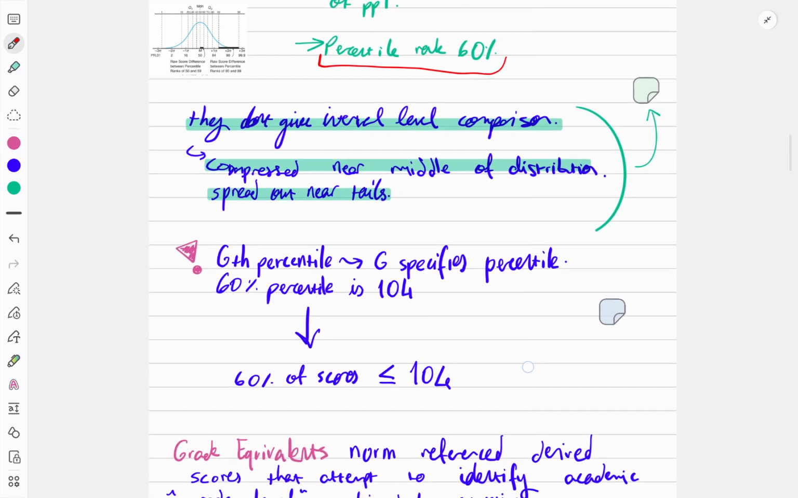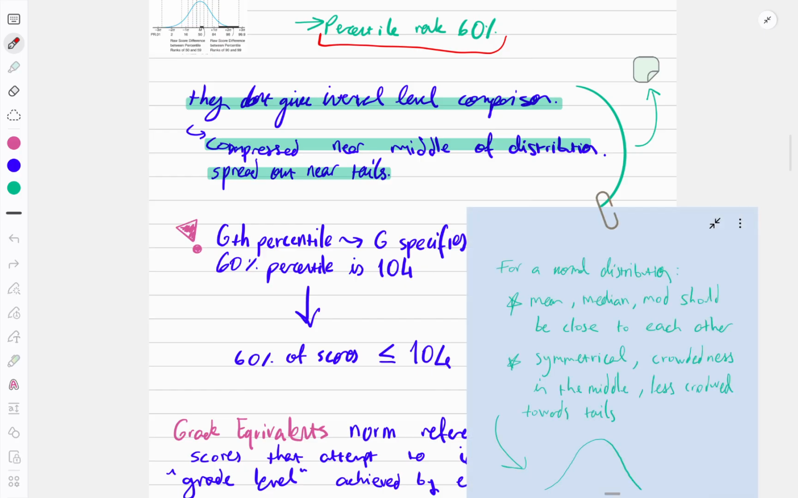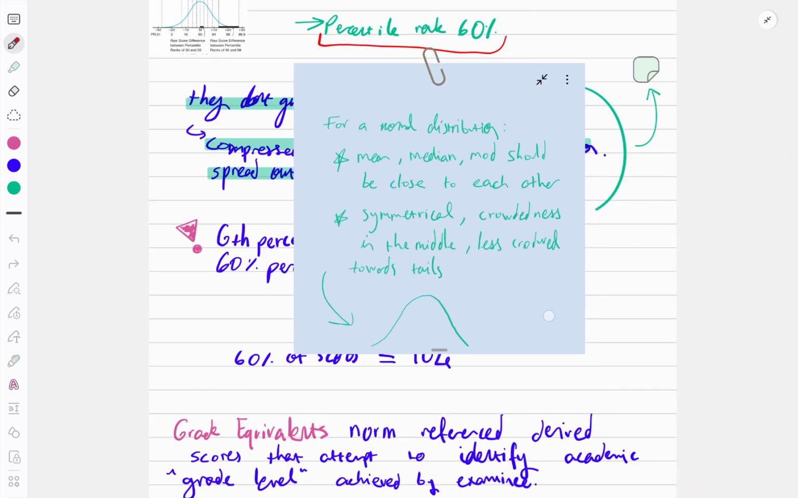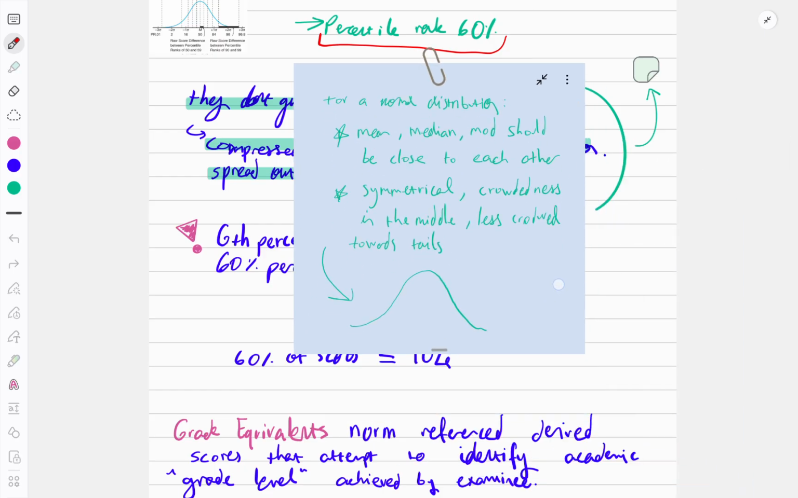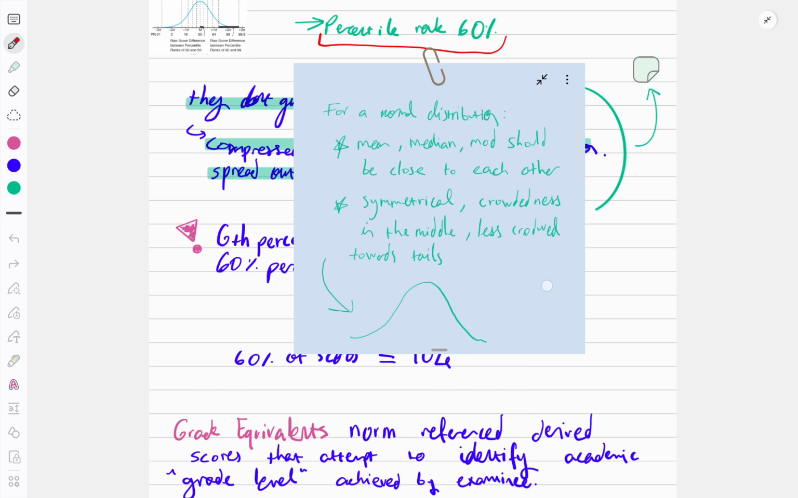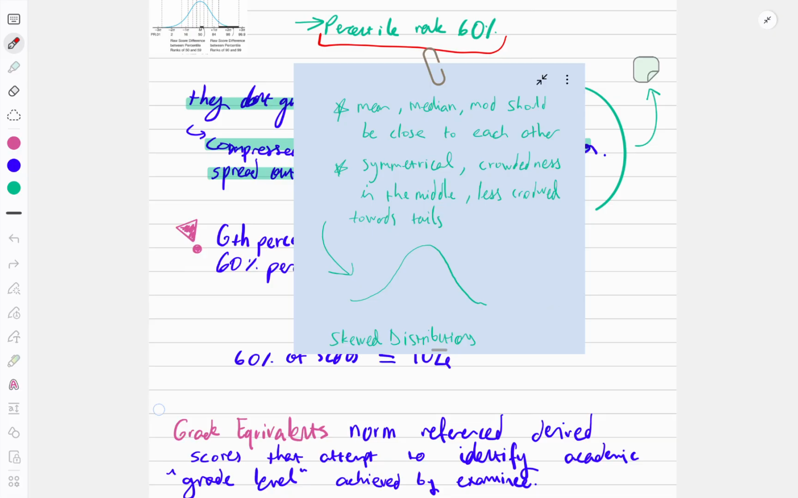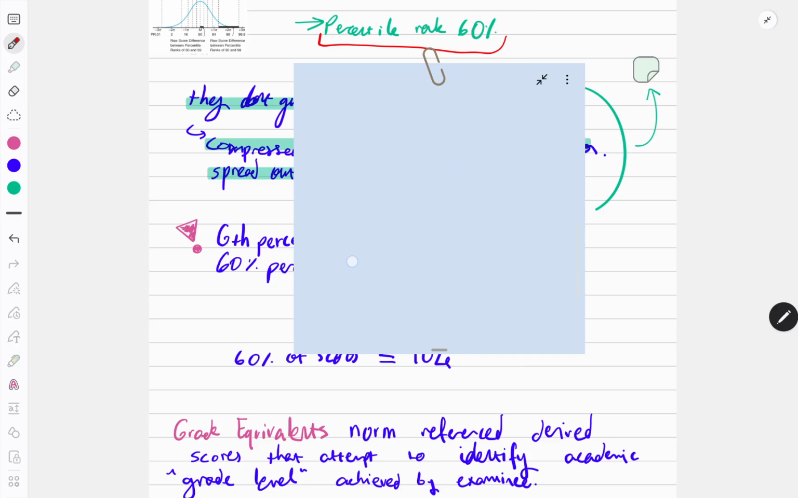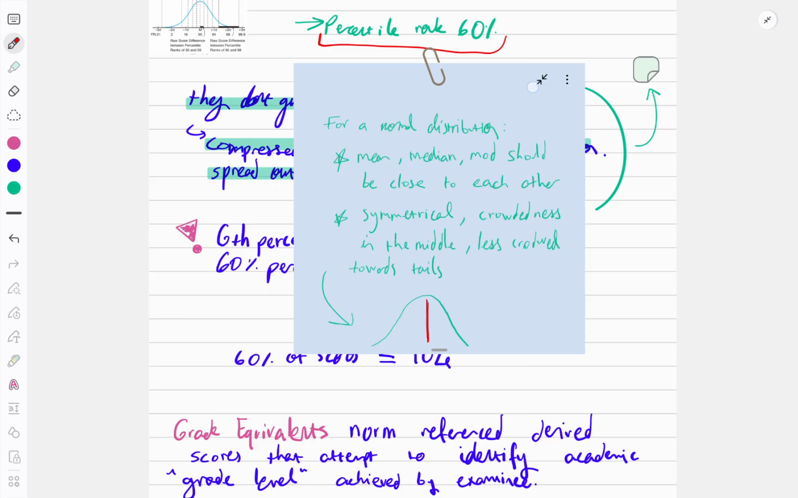I explained this already. For a normal distribution, our mean, median, and mode should be close to each other. Our distribution should be symmetrical, crowded in the middle part and less crowded towards the tails. In skewed distributions, I think we will go into that later.